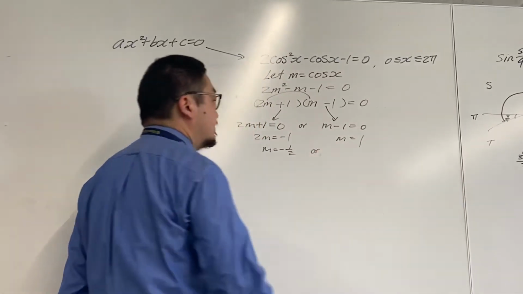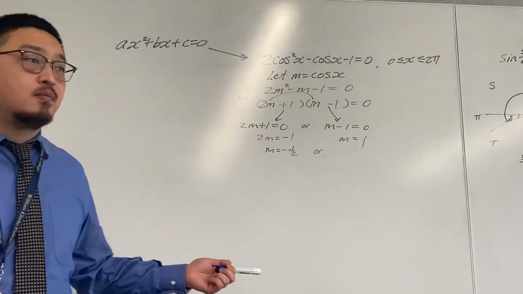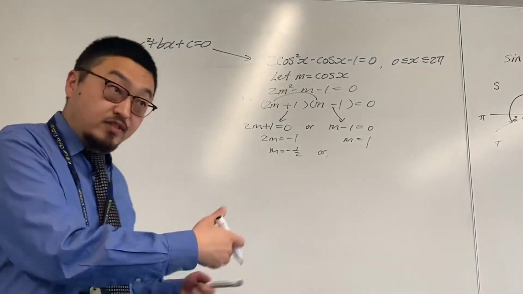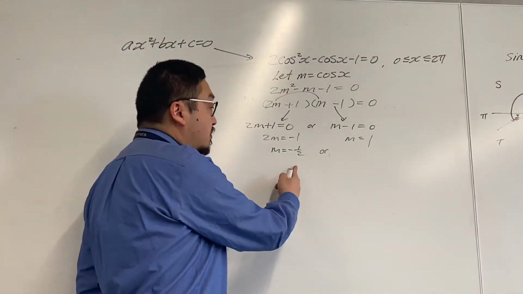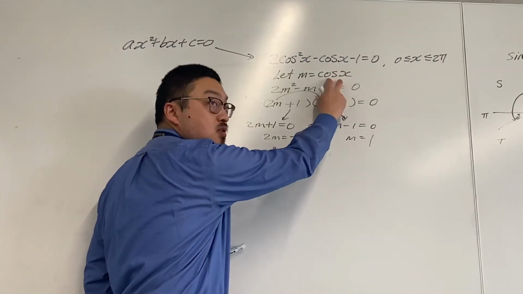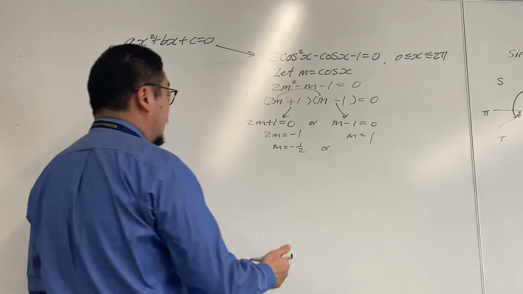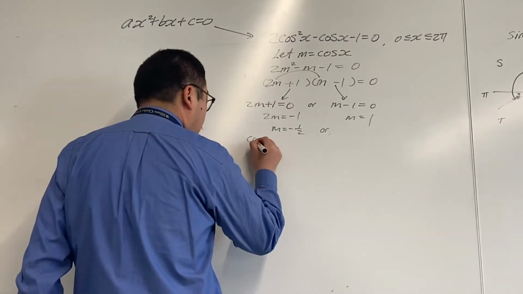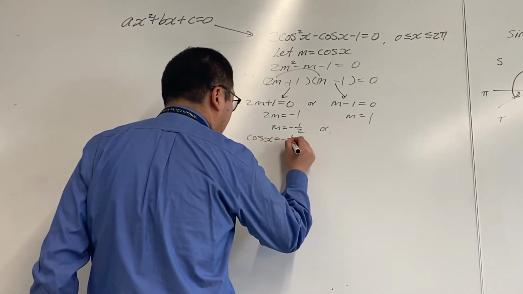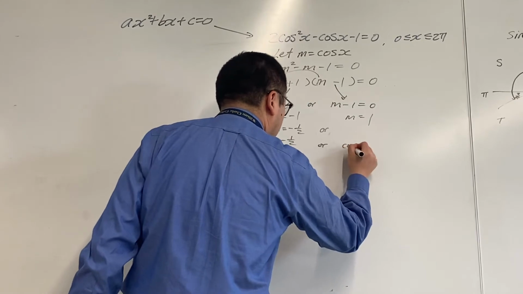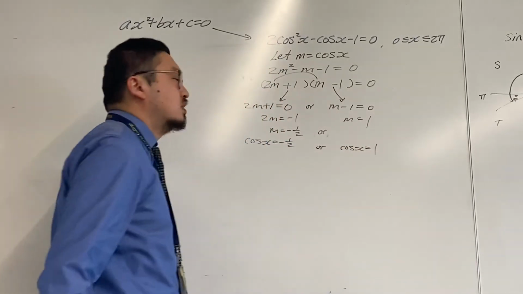Obviously, have I finished? I have done the answers for m. What does m stand for? Cos x. Now let's go back. So let's make the connection. Let's go back. Then we say cos x equals negative half or cos x equal to 1.